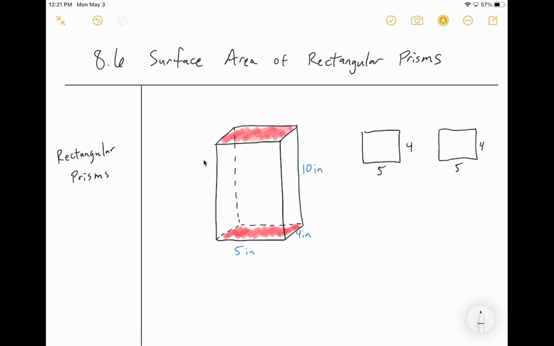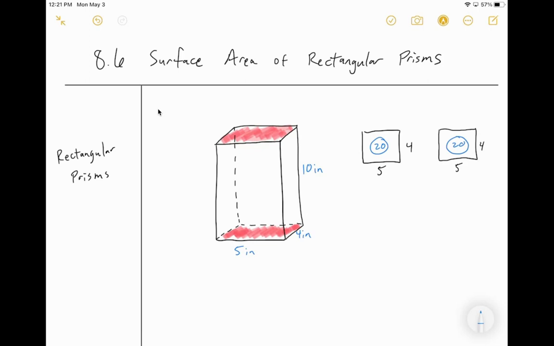Okay, so remember, to find the area of a rectangle, all you have to do is multiply those sides. So this is going to be 5 times 4, which is 20. And this is 5 times 4, which is also 20.